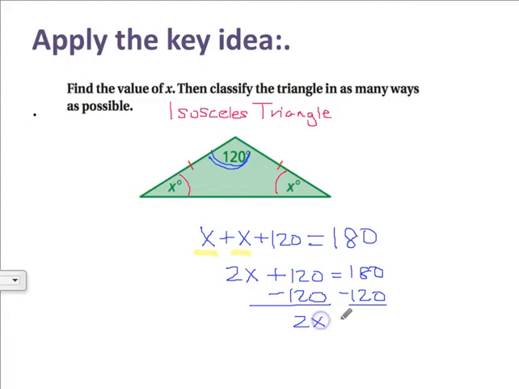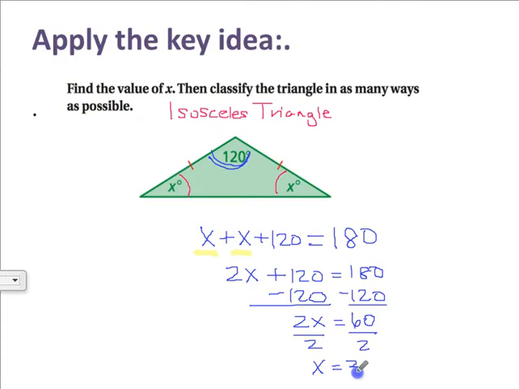Now we're left with 2x on the left side. 180 minus 120 is 60 degrees. And now we need to solve for x by dividing each side by 2. So we look to see what's being done to x. It's being multiplied by 2, and we need to do the opposite to solve for x. So we're going to divide each side by 2.